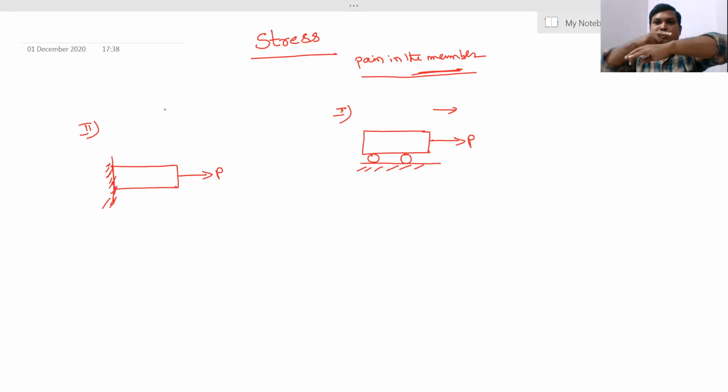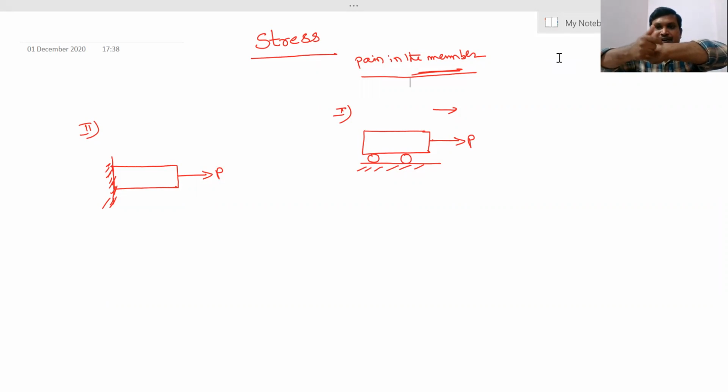Definitely there will be a pain developed in the wrist. So at the junction of this wrist some pain is developed. So this means there is a resistance force developed in this wrist. This means a force is generated. So the force generated on this particular area is called stress. So whenever the body is constrained, there will be a stress developed. So when the pain is developed in the member, definitely there will be some stresses generated.